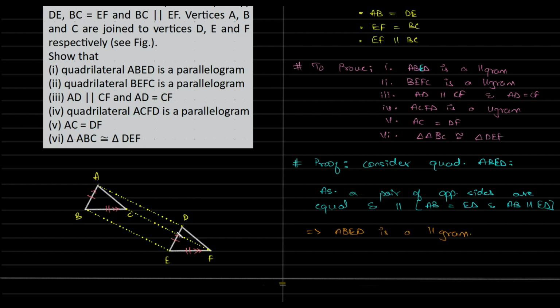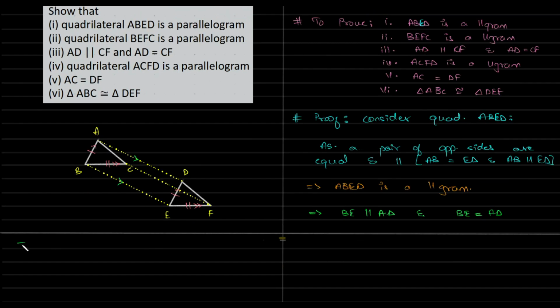BEFC. Okay, a consequence of this is that we have this being parallel to this. So this implies BE is parallel to AD and BE is equal to AD, not ED, sorry, AD. Because this is a parallelogram, we can conclude this. Okay, moving on.